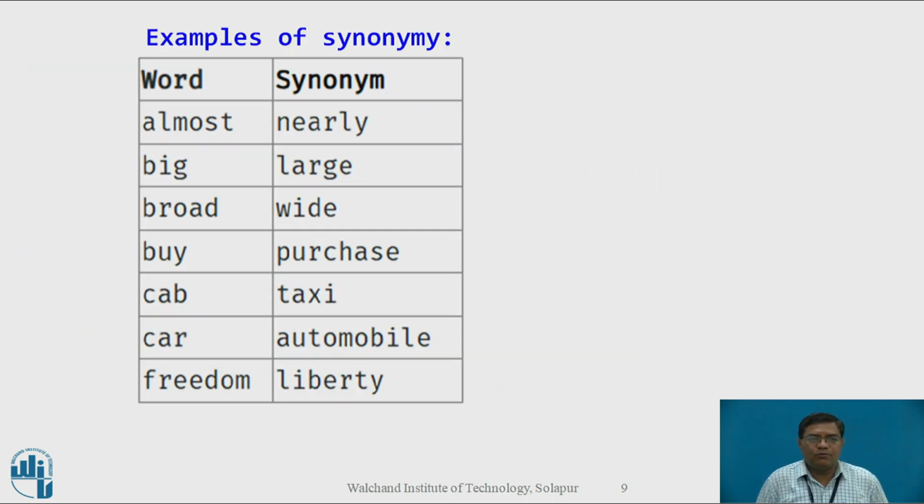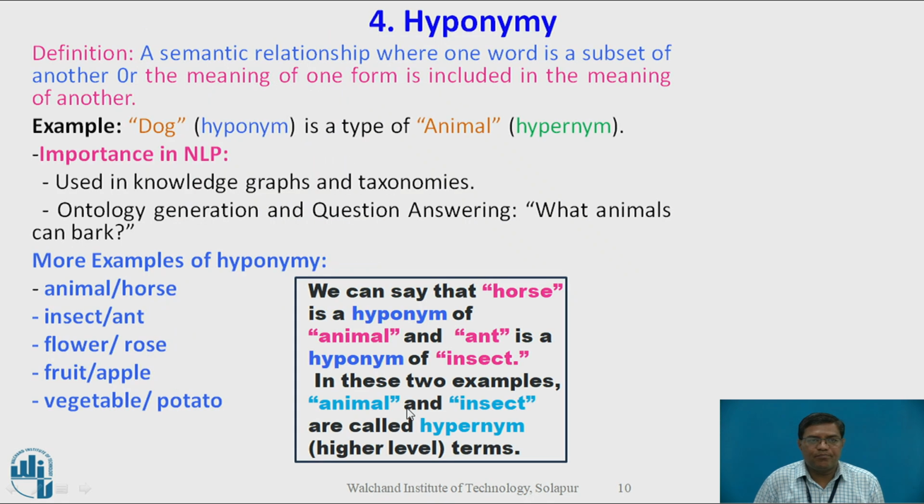We have more examples of synonymous words: almost, nearly; big, large; broad, wide; buy, purchase; cab, taxi; car, automobile; freedom, liberty. Fourth relation, hyponymy. By definition, a semantic relationship where one word is a subset of another, or the meaning of one form is included in the meaning of another.